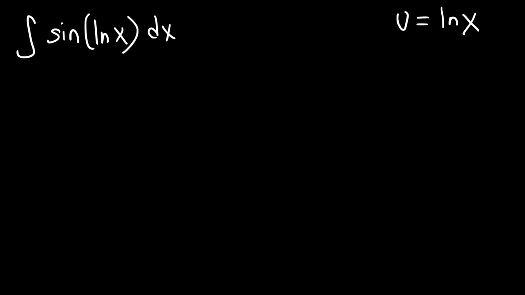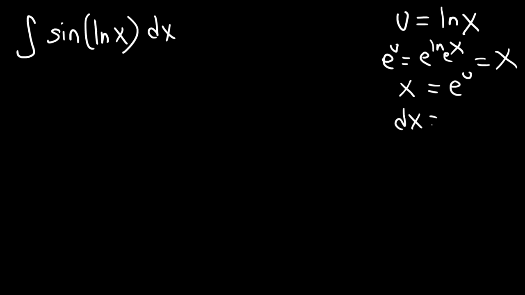Now, if we do that, that means e to the u is equal to e raised to the ln x, if we put u equals ln x on the exponent of e. Now, e to the ln x, because the base of e and the base of natural log are the same, is simply equal to x. Now, if x is equal to e to the u, dx is going to be the derivative of e to the u, which is e to the u times du.